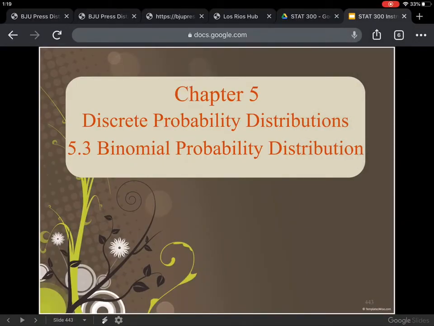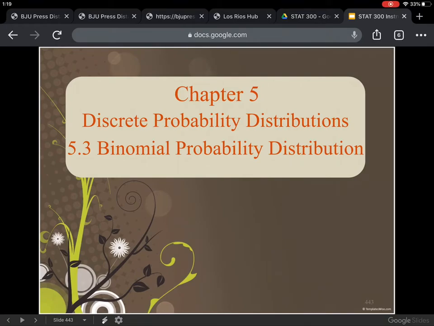Okay, in this section we're going to talk about binomial probability distribution. The idea here is that this is an example of a discrete probability distribution. Remember, discrete probability distributions only take on whole number values, 0, 1, 2, 3, and so forth, and then a probability is associated with each one of those values that the random variable can attain.